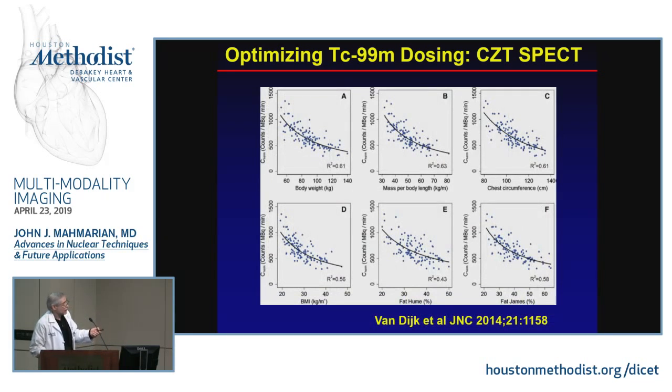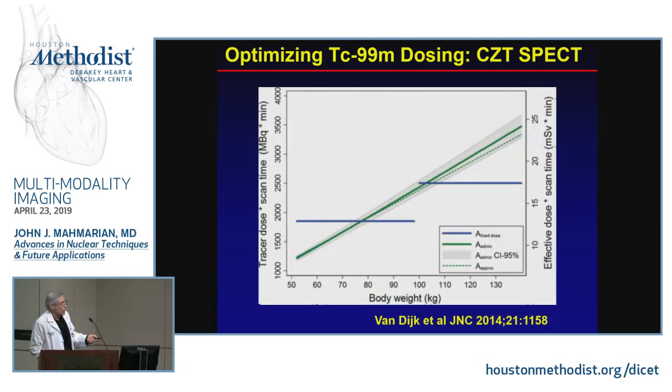And then they looked at these curves in terms of counts. This is looking at body weight, mass per body weight, kilograms per meter. This is chest circumference. Again, you see that as size increases, body mass increases and chest circumference increases, counts go down for any amount of time that you image. This is also true for BMI. Counts go down considerably. They also calculated intrathoracic fat using two different algorithms, Hume and James, which take lean body mass into consideration. You can see that as lean body mass goes down and the percent of fat goes up, there is a reduction in counts. So counts seem to play a very major role.